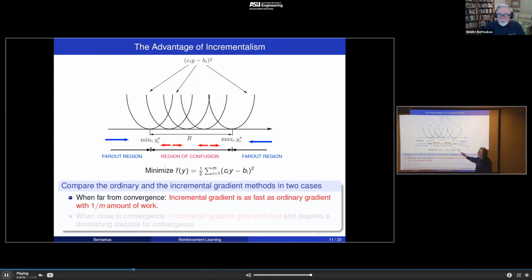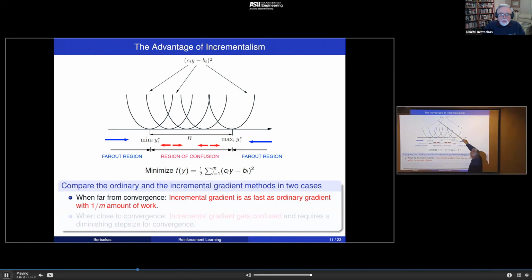Okay. So this region here is interesting. It is the region where these quadratics are minimized. So y star of i is the minimum of the ith quadratic. And they all lie in some region here. And now we want to minimize this expression. And let's compare the ordinary gradient method with the incremental gradient. Okay, how would the ordinary gradient method work?